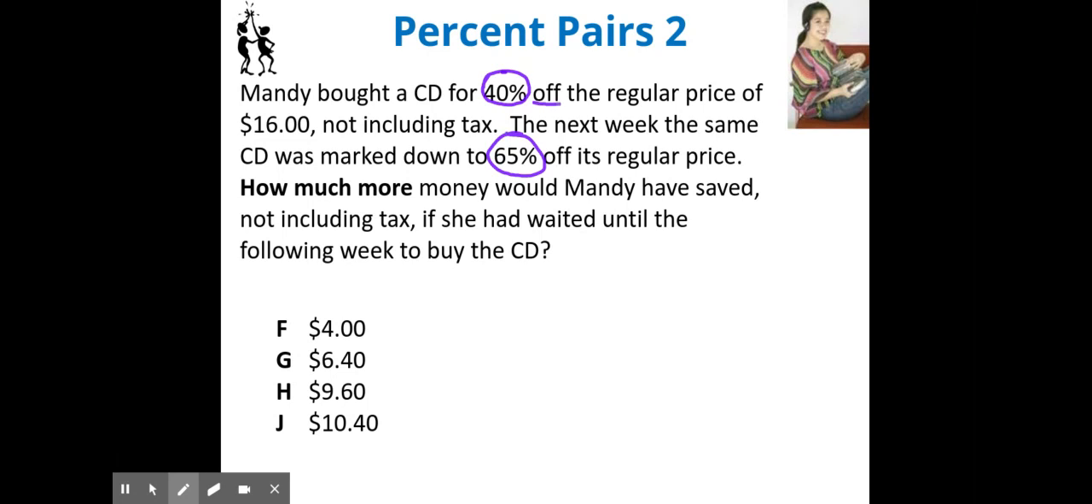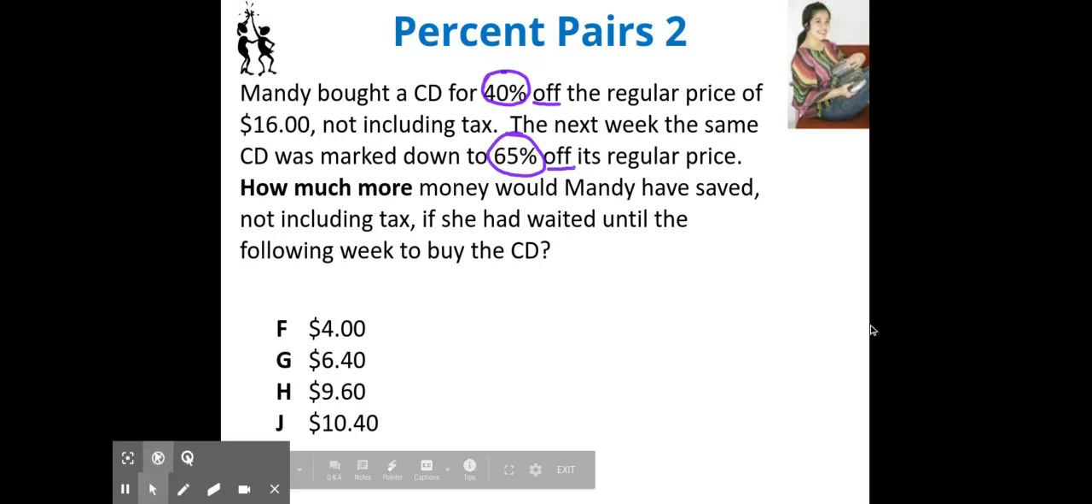Mandy bought a CD for 40% off the regular price of $16. The next week, it got marked down to 65% off the regular price. How much more money would Mandy have saved? Well, hopefully you've solved it. You paused the video. You're ready to see if you got the answer right. Again, the point of this activity is to review various strategies. Here's one possible strategy you could have used.